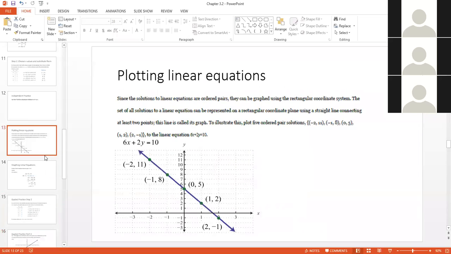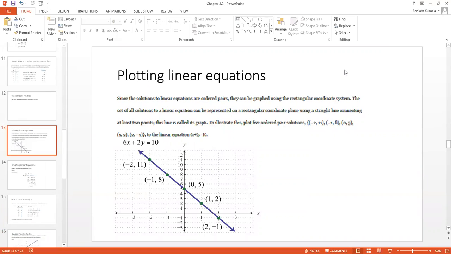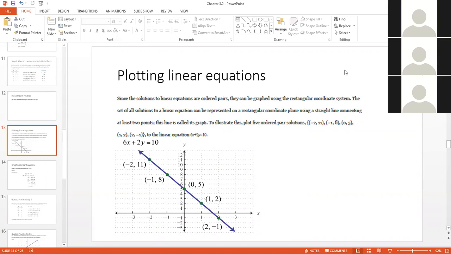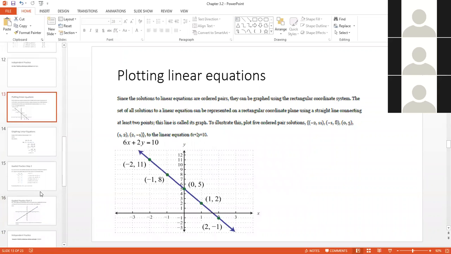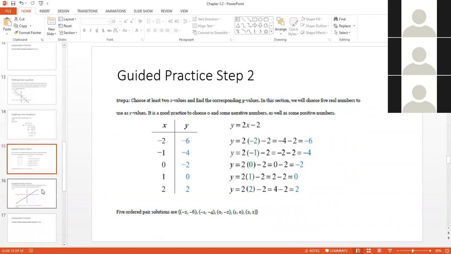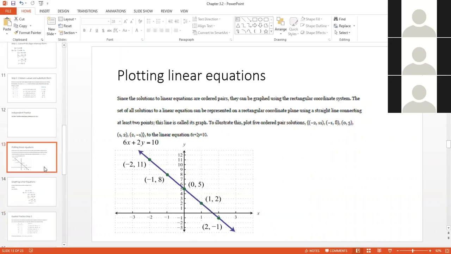I'm looking at this one, whether it takes too long. Okay. So I'm just going to go through this. Plotting linear equations. Since the solutions to linear equations are ordered pairs, they can be graphed using the rectangular coordinate system. The set of all solutions to a linear equation can be represented on a rectangular coordinate plane, this graph right here, using a straight line of collinear points. They're connected in a line.